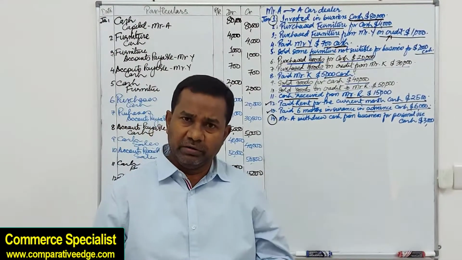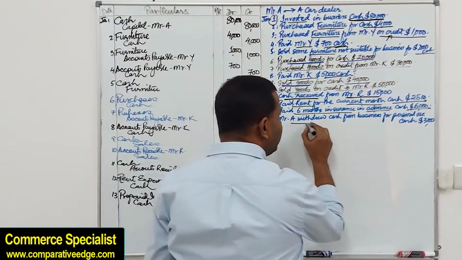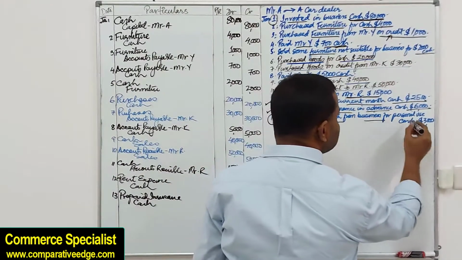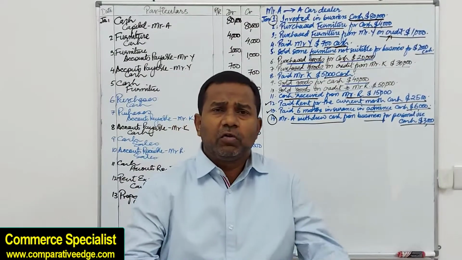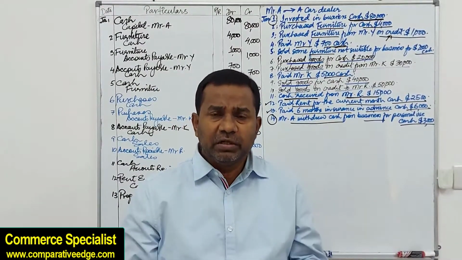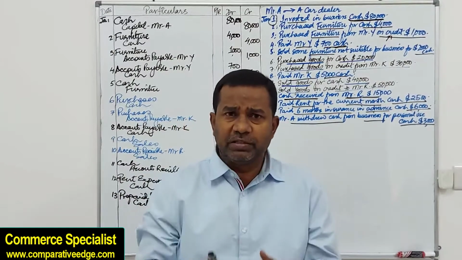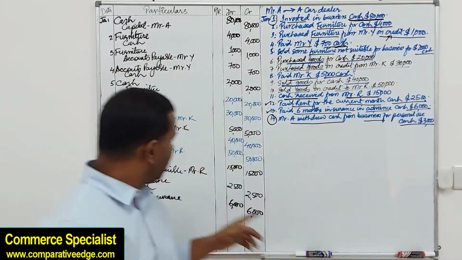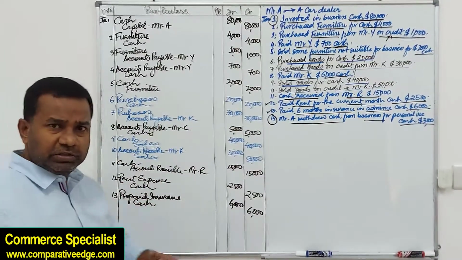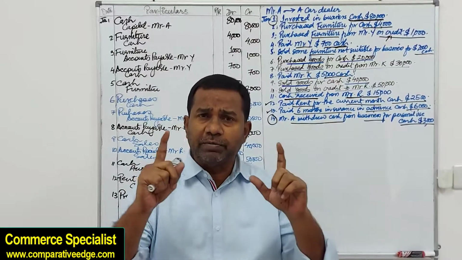That's already recorded. Now what is happening? Mr. A withdrew cash from the business for personal use. The owner is withdrawing cash from the business for personal use. See, if he withdraws cash from the business and pays an official or business expense, we call it rent. He's taking money and paying the rent. So that's official. Concept of business entity.